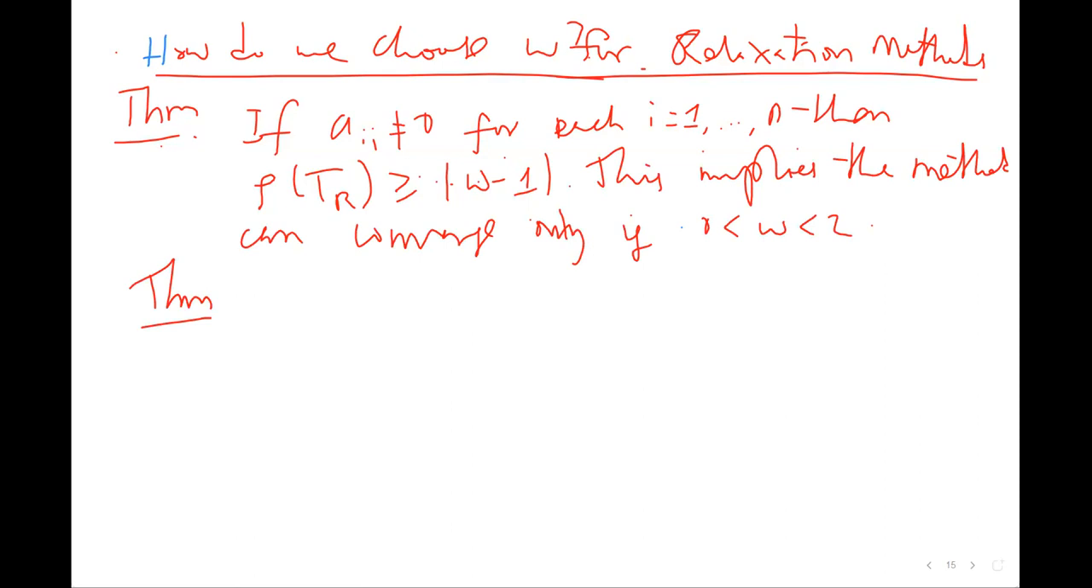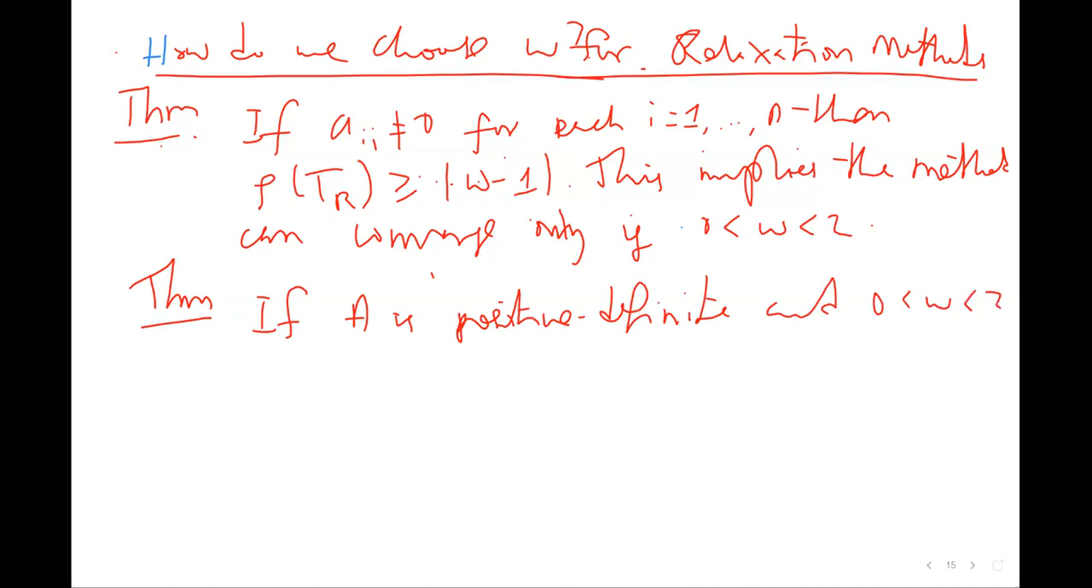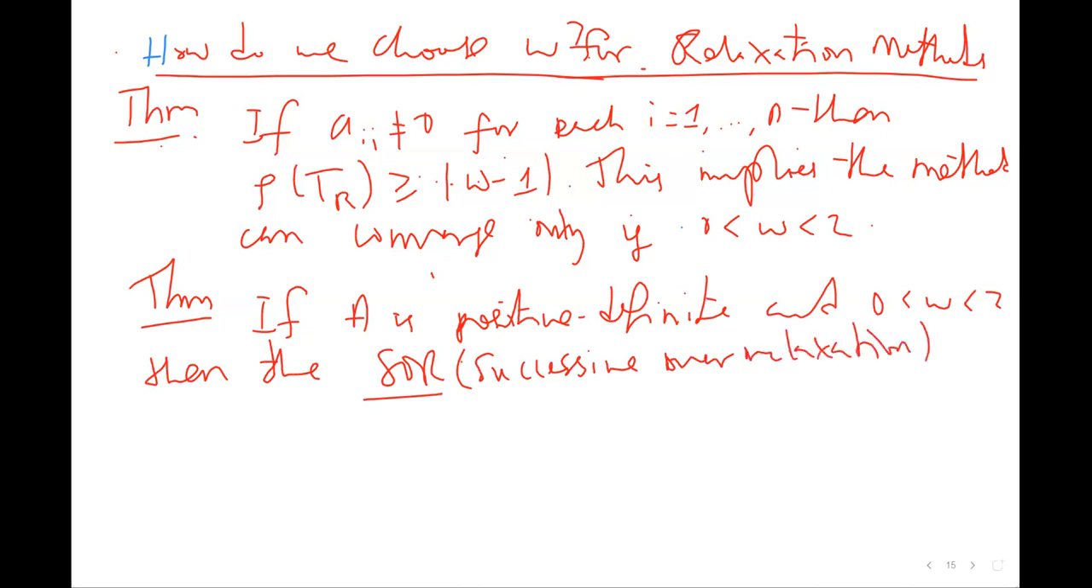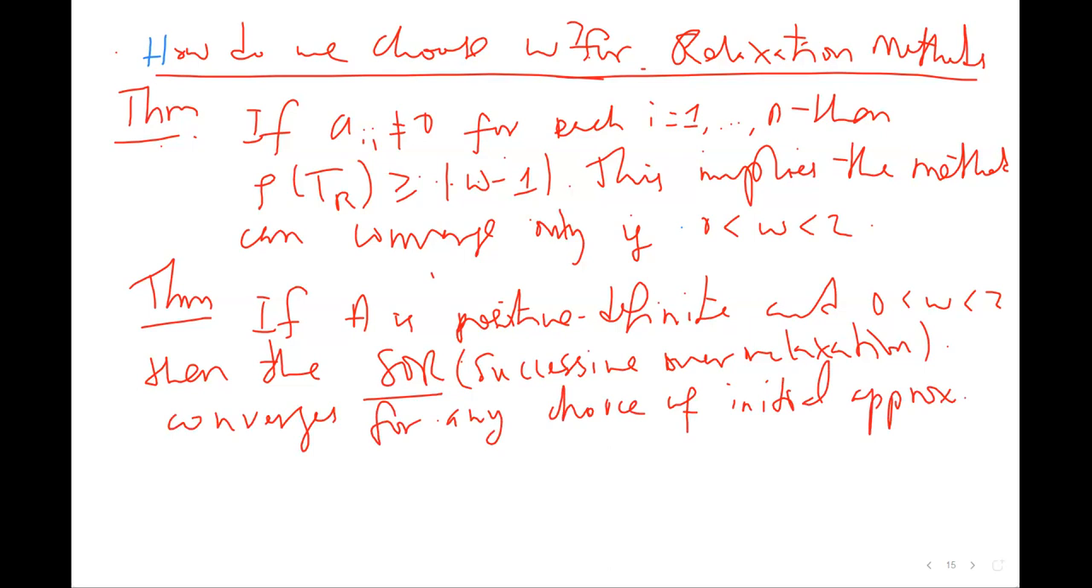Another theorem says that if A is positive definite and omega is between 0 and 2, then the successive relaxation method converges for any choice of initial approximation.